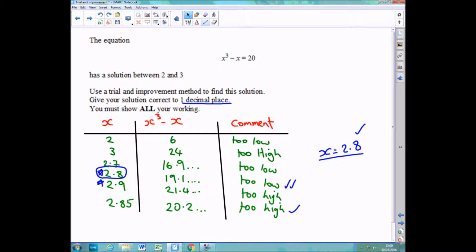Again, do as many exam questions on this as possible. Firstly, to be able to spot these sorts of questions on your calculator paper, and also to just try and reaffirm this method in your head. Okay, good luck.